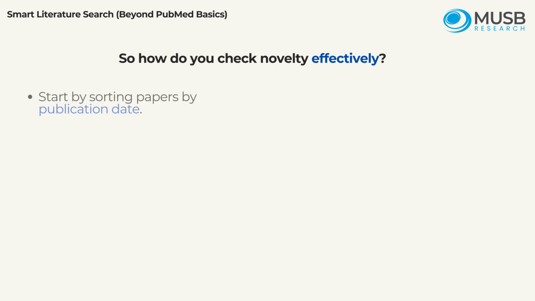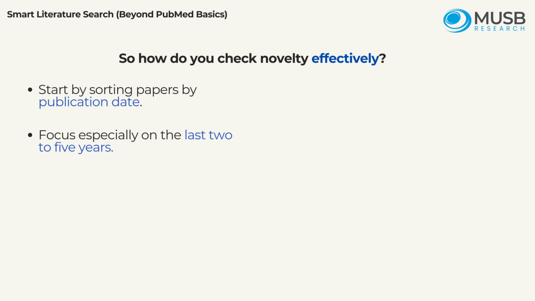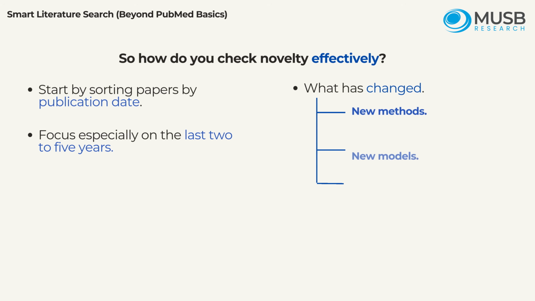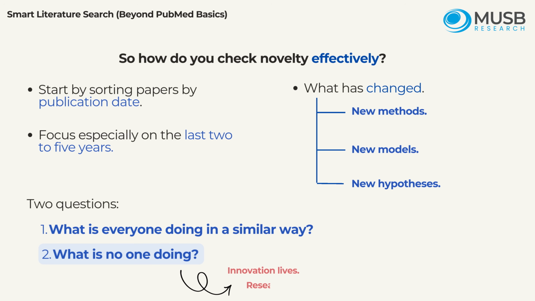So how do you check novelty effectively? Start by sorting papers by publication date. Focus especially on the last 2 to 5 years. Then look for what has changed: new methods, new models, new hypotheses, and ask yourself 2 powerful questions. What is everyone doing in a similar way? And what is no one doing? That second question is where innovation lives. That's where your research opportunity exists. Because science advances not by repeating what is known, but by exploring what is missing.